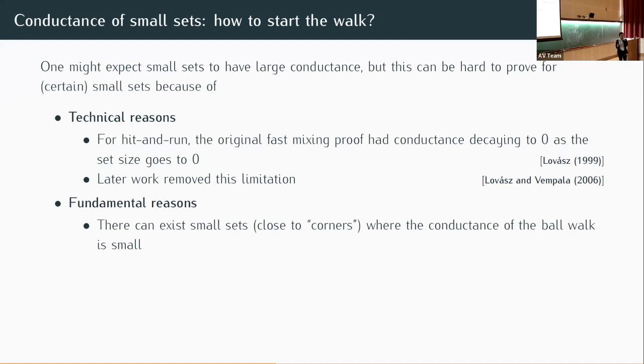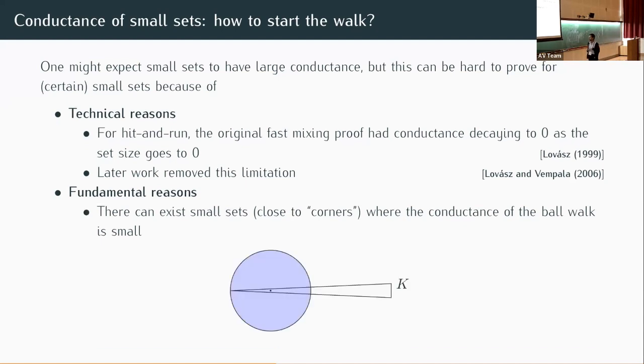And there can also be fundamental reasons. Sometimes the conductance might just not be there. So, for example, for the ball walk, the one that I described earlier, you can have small sets close to the corners where the conductance is actually small, even though that set has small volume. So the picture is something like this. Think of a very pointed convex body somewhere here, and this set here has small volume. But if you have a point here, you pick up.